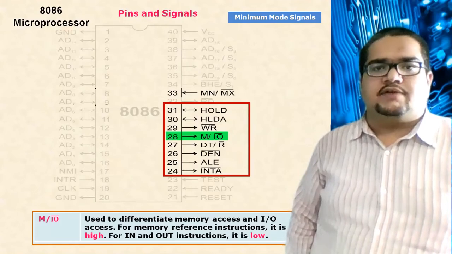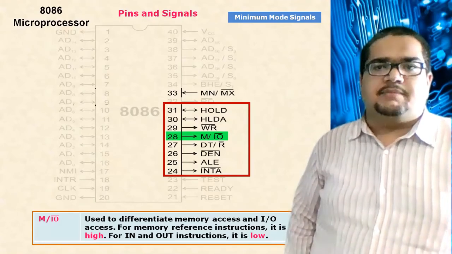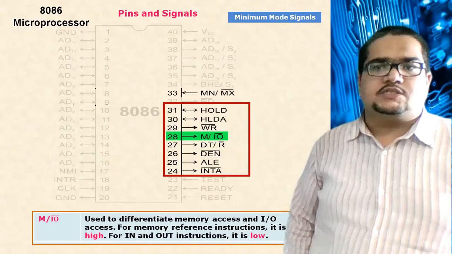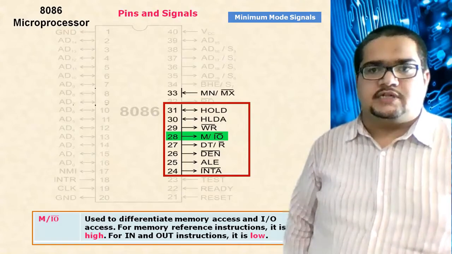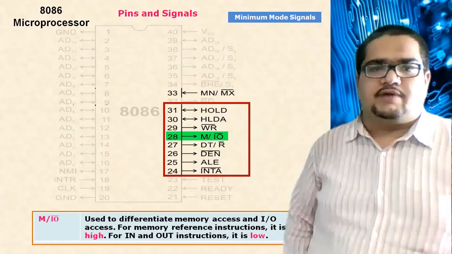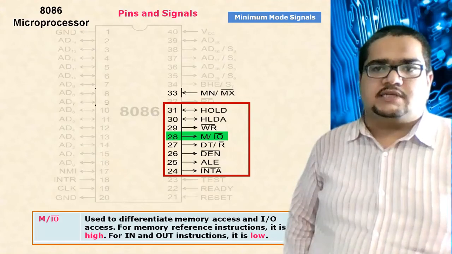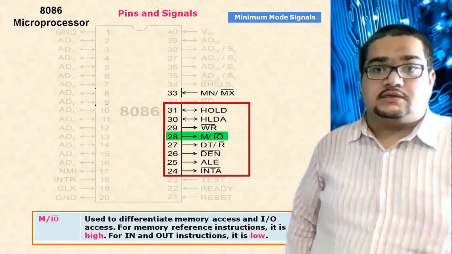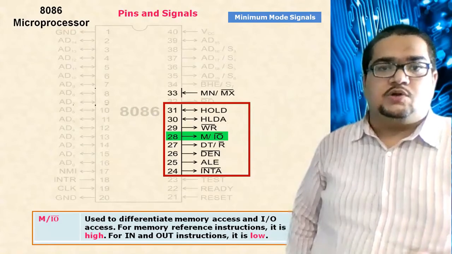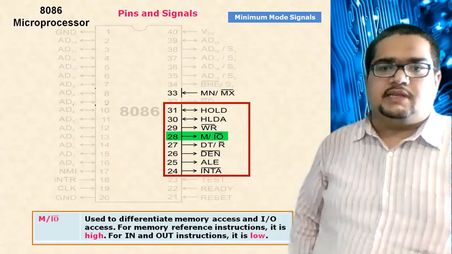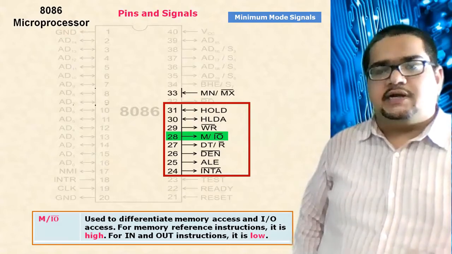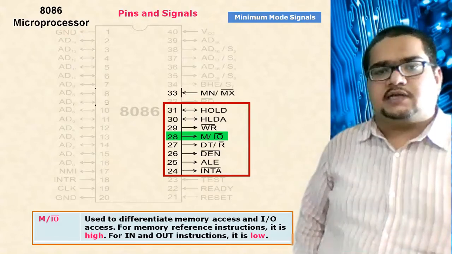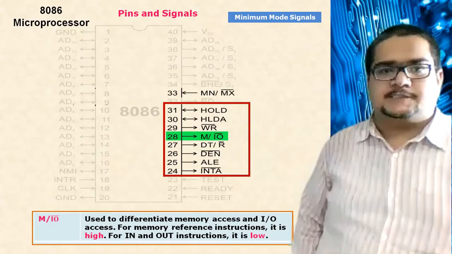Then followed by it, we have checked pin number 28, that is M/IO bar. This is to give the signaling understanding that the processor is doing the data communication with memory or IO devices. So high on this line means the data is being communicated by the processor over the memory. Memory exchange of data will be happening, and whenever this signal is low, it indicates the processor is communicating the data with input-output devices.